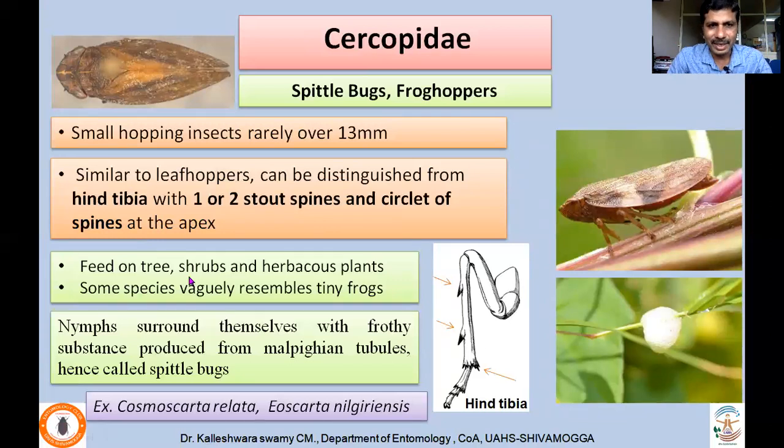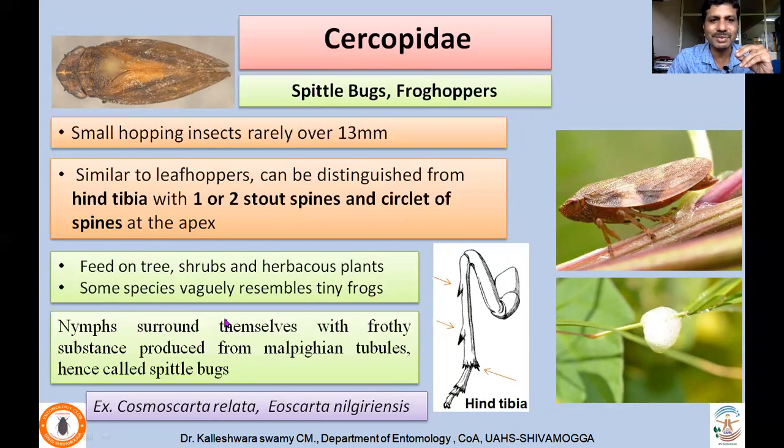They also feed on trees, shrubs, and herbaceous plants. Some species vaguely resemble tiny frogs. You can see here. That's why they are called frog hoppers. Then why is it called spittlebug? You can see here. I think very commonly we have encountered this type of condition on many of the weedy plants. Yes, right? So these are, in fact, nymphs.